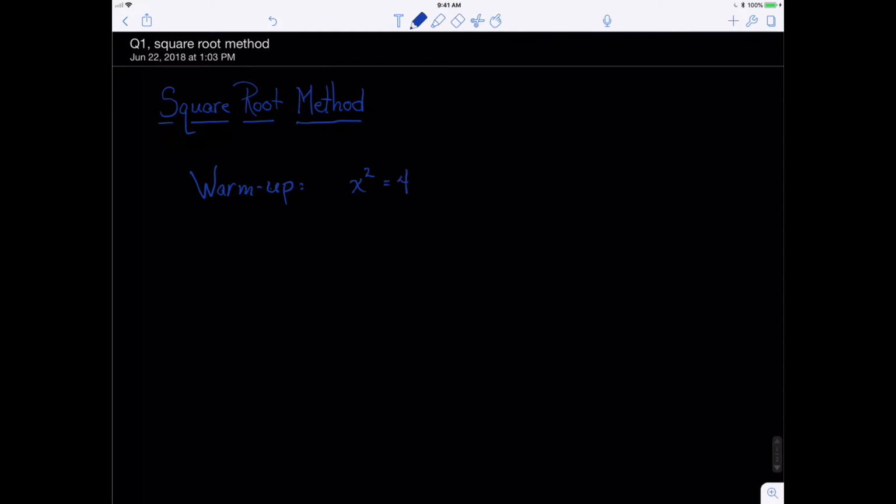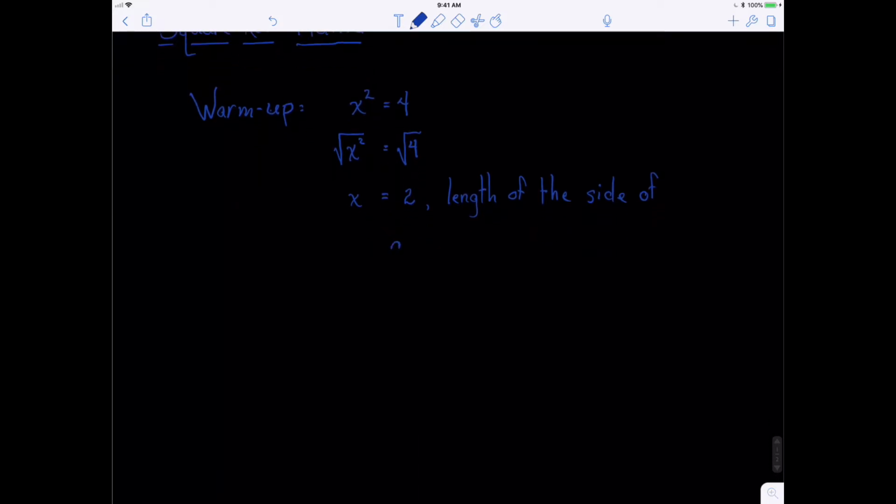Now, in the Pythagorean theorem, what we did is we took the square root of both sides, and we said that the square root of something squared is just that base. So x equals 2. Now, let's go back. The reason this worked is because this is okay because the length of the side of a triangle is positive.